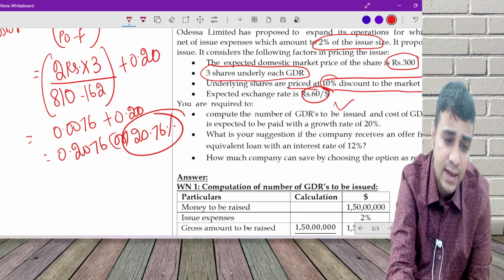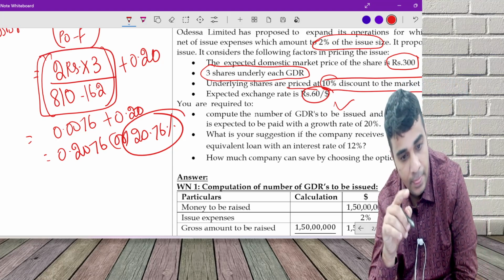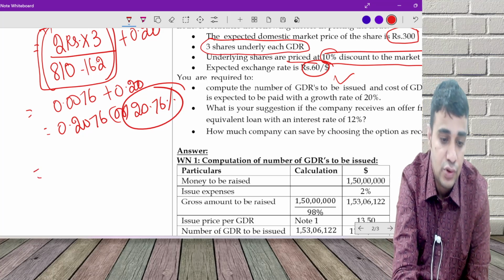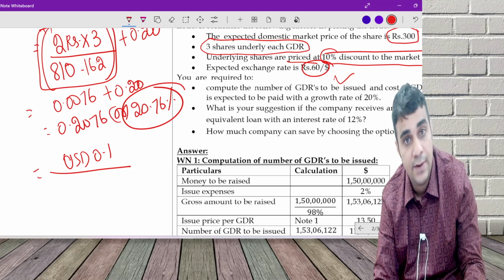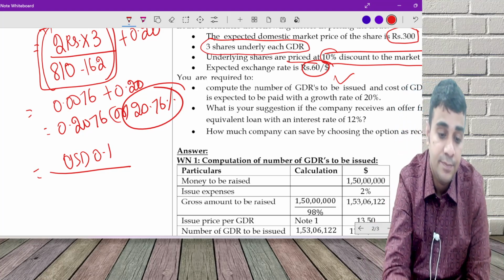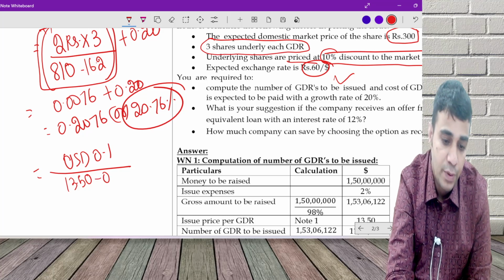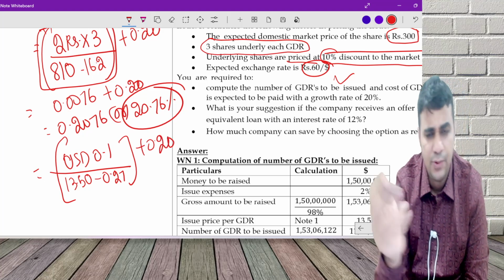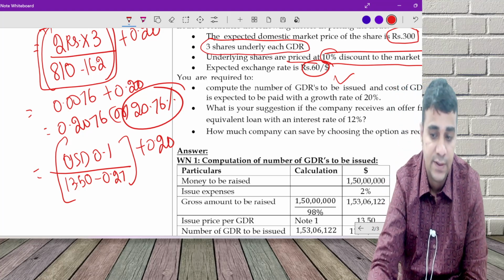I could have done this entire calculation in dollars, where the numerator would have been divided by 60, and the denominator also divided by 60. That is 2 into 3, 6 rupees, and 60 is the exchange rate. So this is USD 0.1, 6 divided by 60. Denominator is 13.5, that issue price, minus 2%, which is 0.27, plus 0.20. Same answer you will get. So cost of GDR is 20.76%.